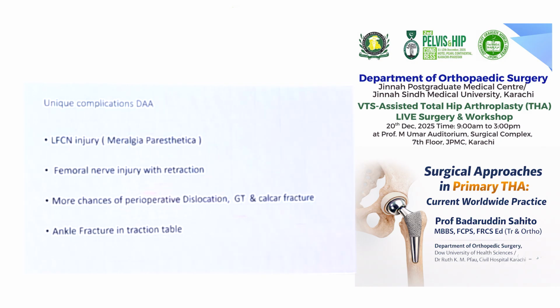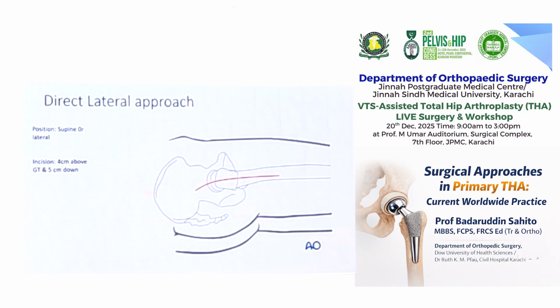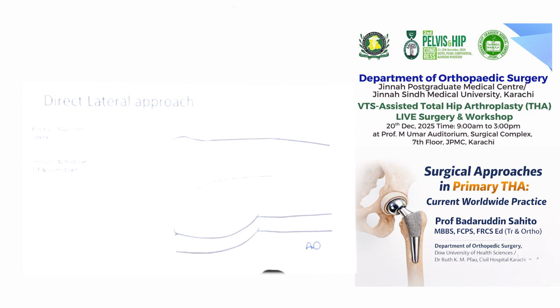And in the traction table, in osteoporosis, they apply forceful traction, and they may have a fracture in the ankle as well. So when you apply the traction, be careful to apply it in this entry approach. And the direct, so this is the third one, the direct lateral approach, is again done either in supine or lateral, depending upon surgeon preference.